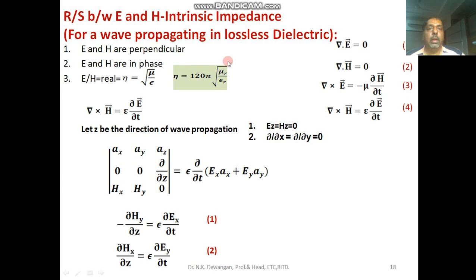If we assume the lossless dielectric to be air, in that case mu r is equal to 1 and epsilon r is equal to 1, and eta that you will get is 120 pi. So this we have to prove first, that E and H are perpendicular when an electromagnetic wave propagates in a lossless dielectric, and second, that E and H are in phase.